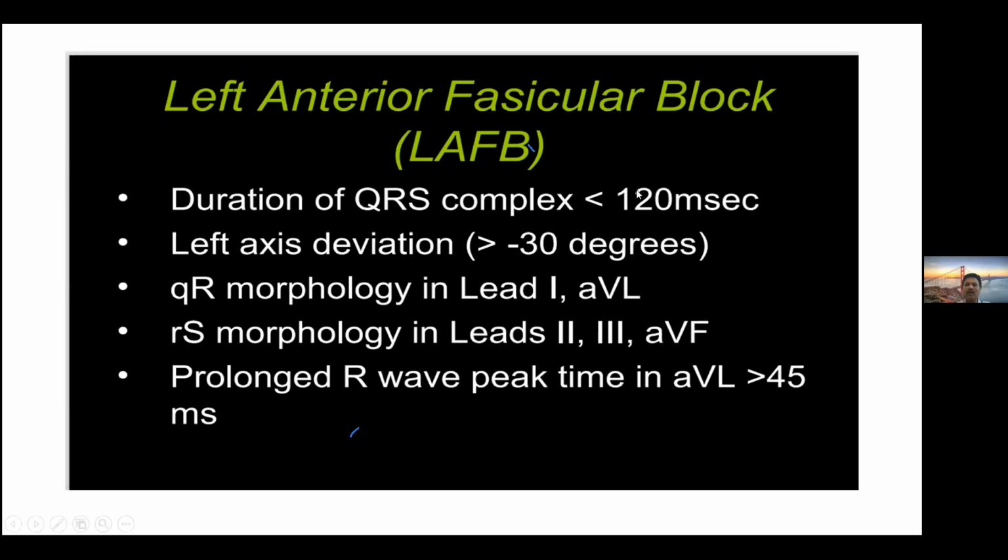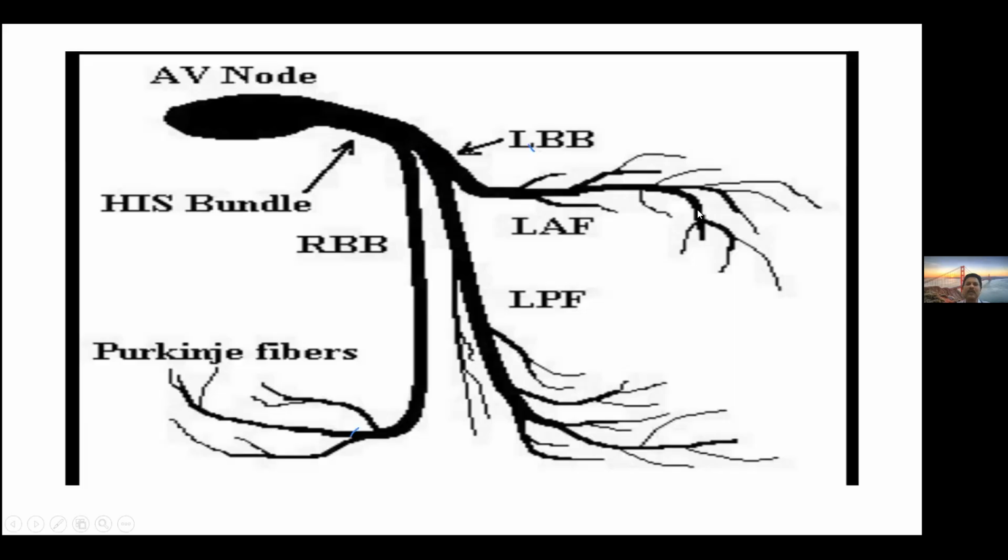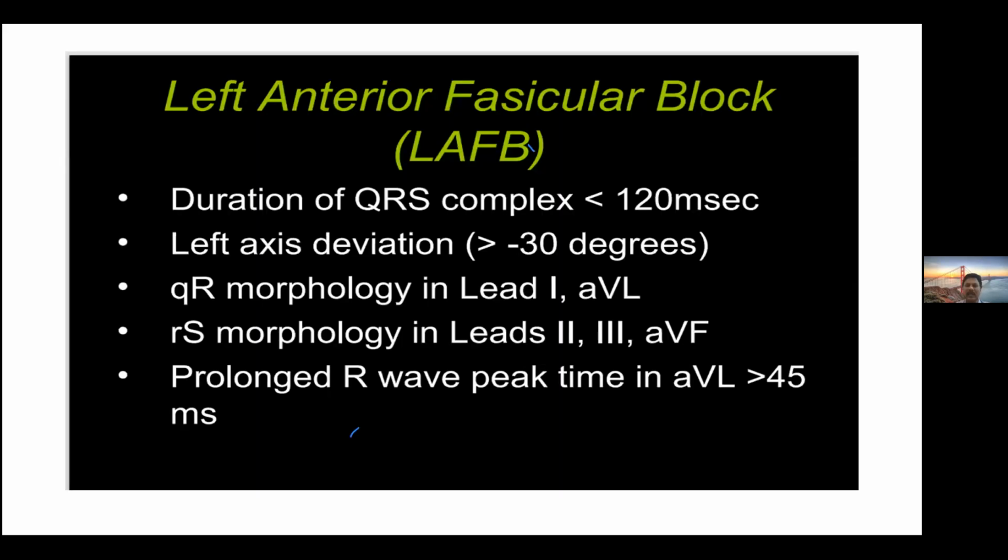In fascicular block, the duration of the QRS complex is less than 120 milliseconds, for the only reason that two systems are conducting properly. Only one small system is not conducting, so the conduction from muscle to muscle is happening in a small area. So the QRS complex is slightly narrow.